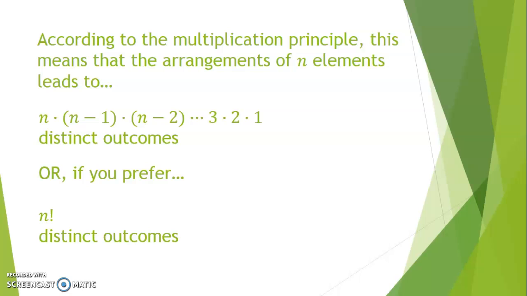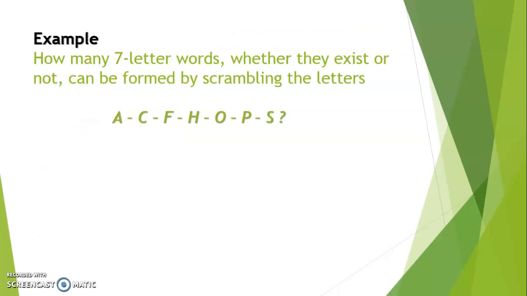Of course, instead of writing the product of all these different numbers, we could just say n factorial, which is a shorthand notation to represent the product of all numbers from 1 to n. For example, how many 7-letter words, whether they exist or not, can be formed by scrambling the letters A, C, F, H, O, P, S? So we've got 7 letters to place. We're not allowed to reuse any of them.